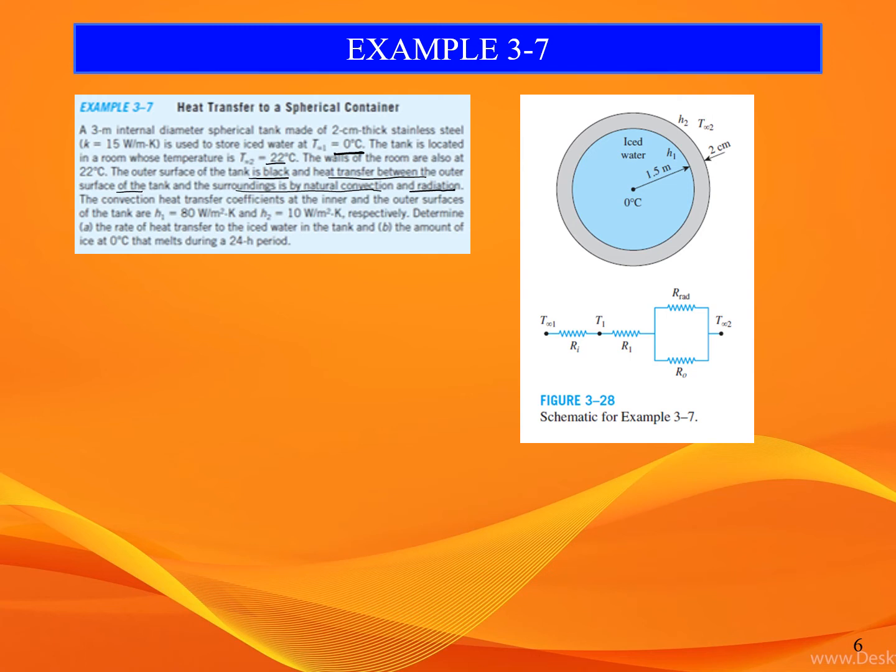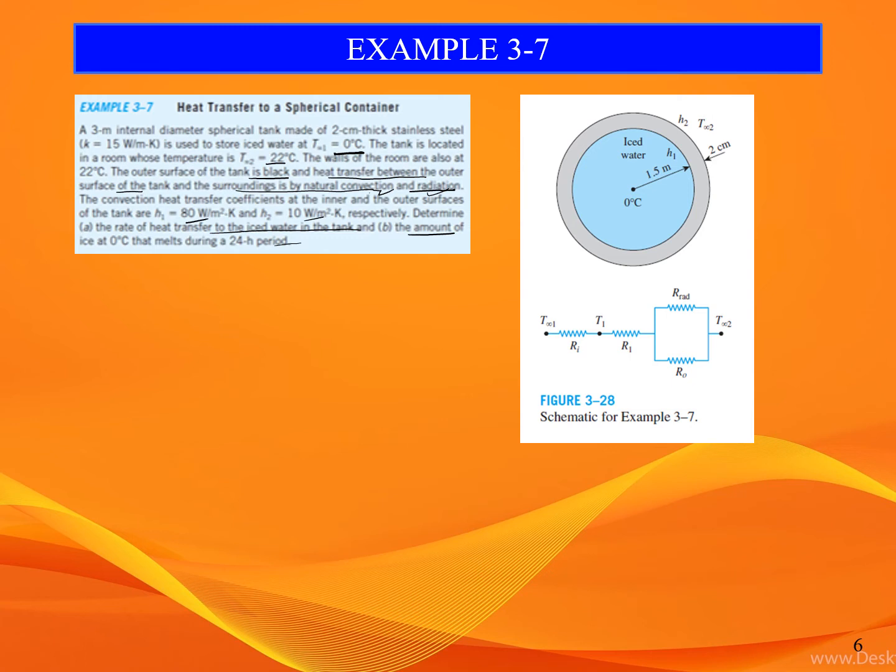So this is a simultaneous heat transfer phenomenon. That means we need to do a parallel network between this natural convection and radiation. The convection heat transfer coefficients at the inner and outer surface of the tank are H1 equal to 80 and H2 equal to 10. Determine the rate of heat transfer to the ice water in the tank and the amount of ice at 0 degrees Celsius that melts during a 24-hour period. Okay, first thing, find Q.